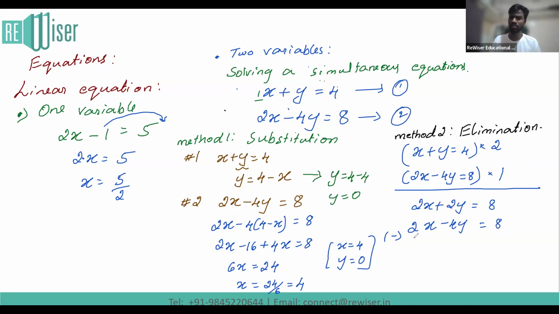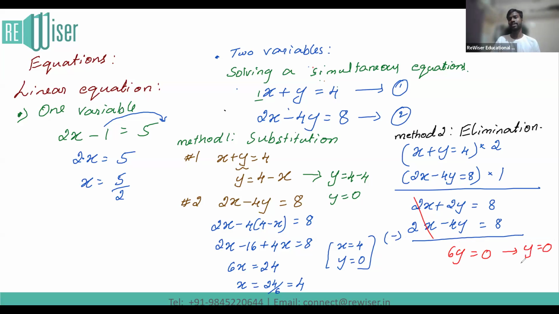And here, in order to cancel out 2x, I have to subtract. So when I subtract, 2x minus 2x will become 0. And 2y minus of minus 4y is going to result in 6y. On the other side, 8 minus 8 is 0. So that's going to give us the result y equals 0 over 6, which is 0 itself.